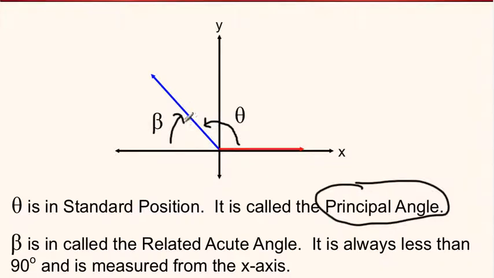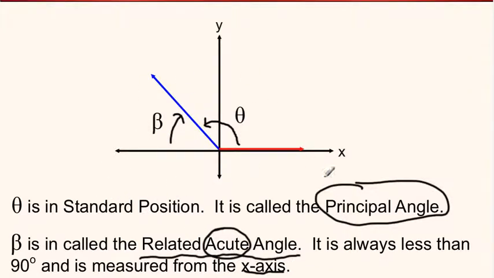there is another angle created with the x-axis. Everything's always measured from the x-axis, by the way. We never measure angles from the y-axis. We never look at this angle in here, never. We always measure from the x-axis. This other angle created with the x-axis is labeled beta in this diagram, and it's called the related acute angle. It's always an acute angle, always less than 90 degrees, because notice, if I come past 90, the angle in here is less than 90 degrees. And it's always measured from the x-axis.